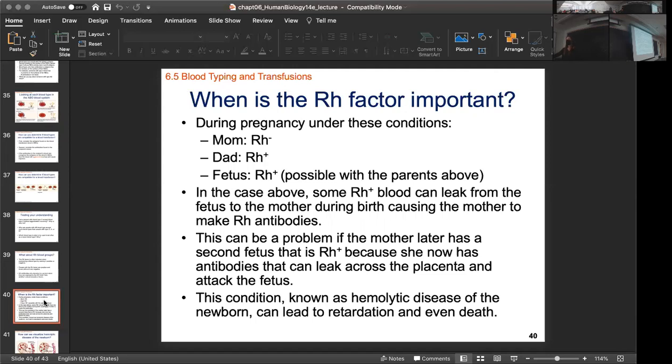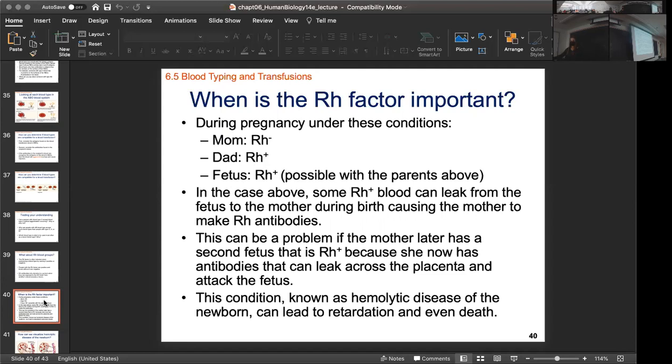In the case above, some Rh blood can leak from the fetus to the mother, so this is dangerous for the mother during birth, causing the mother to make Rh antibodies. It can be a problem if the mother later has a second fetus that is Rh positive, because she now has an antibody that can leak across the placenta and attack the fetus.